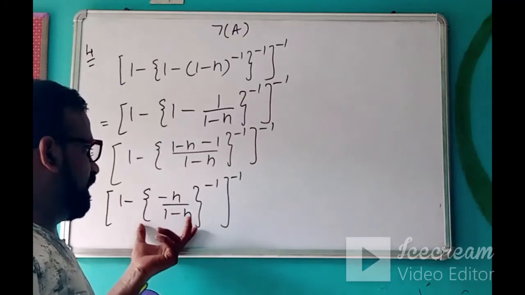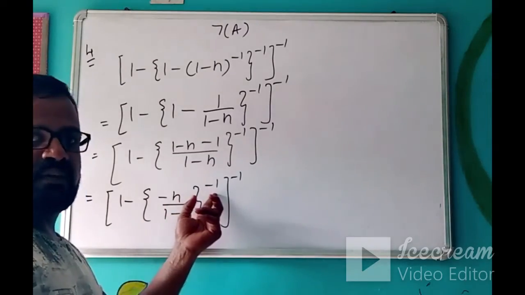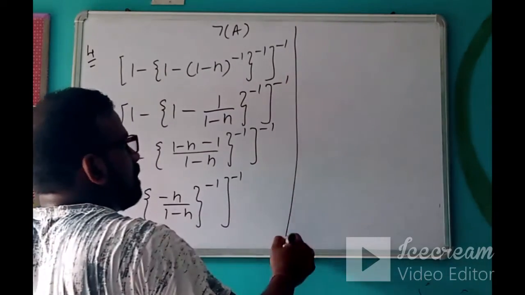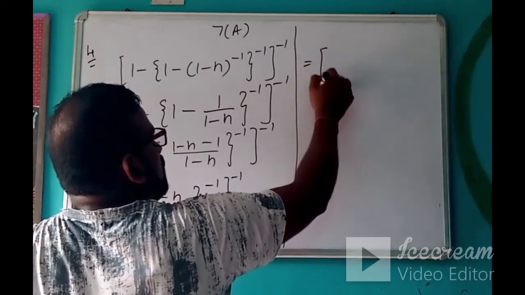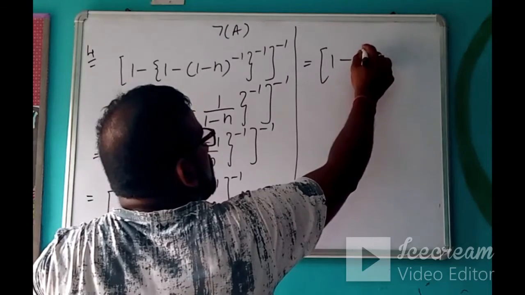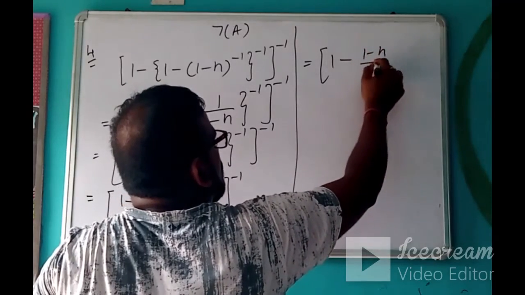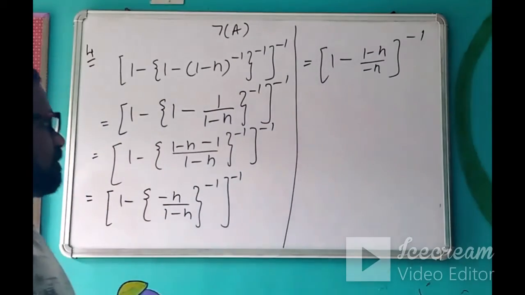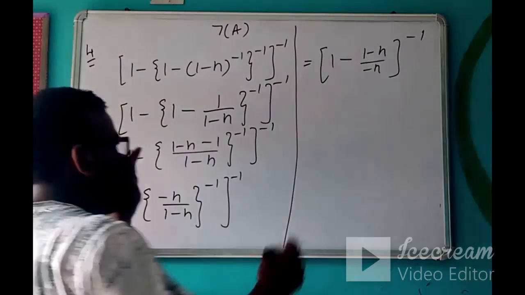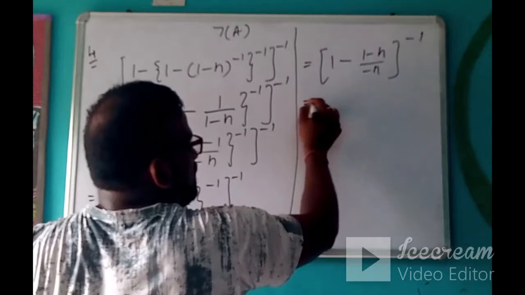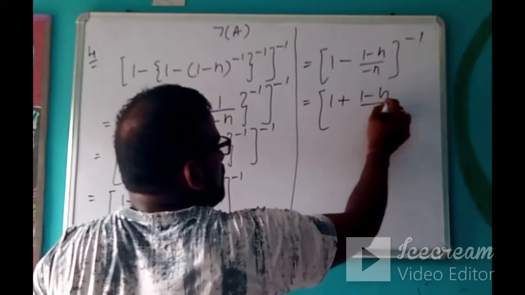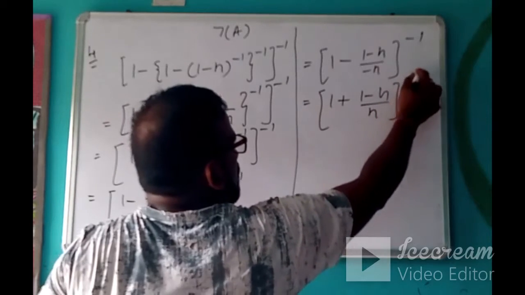Again, now this bracket is left. Again power is minus 1. So we will take the reciprocal of this. So you will get 1 minus n upon minus n. Okay, then this minus n minus is plus. So 1 plus 1 minus n upon n.